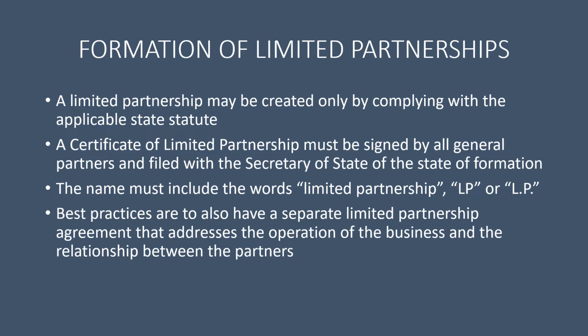Now, filing an executed certificate of limited partnership with the Secretary of State is all that is necessary to form a limited partnership. However, best practices are, and most, if not all, limited partnerships also have a separate limited partnership agreement that does not get filed with the Secretary of State. It's a private document that addresses how the business is going to be operated, how the general partners might be compensated, how the parties are going to share in profits and when, and other relationships between the owners of the business.